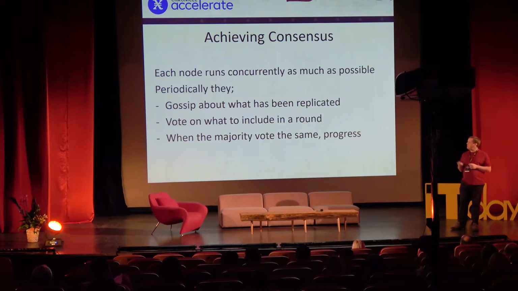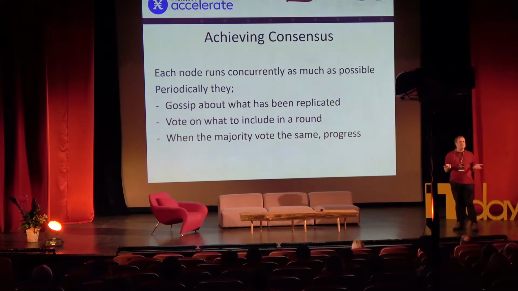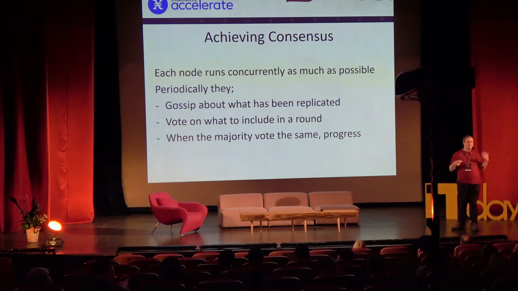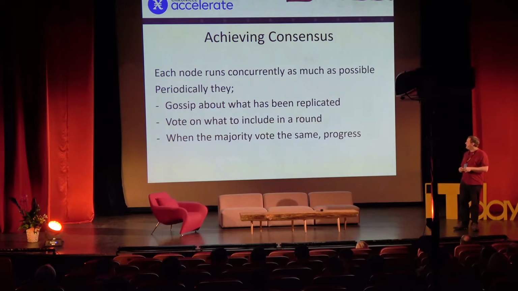Achieving consensus goes through 3 phases. First, all the nodes gossip about what data they have, what blocks they have, because they're all replicating these new blocks to each other. Then they vote on which blocks should be included in the next round. And then when any node sees a majority of nodes voting the same way, it can declare that all of those blocks are now included in the next round. The other thing is the rounds are very short, between 5 and 500 milliseconds, depending on how widely distributed your nodes are. And so that gives you many opportunities to achieve consensus.